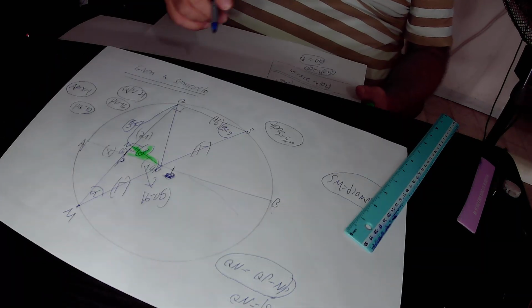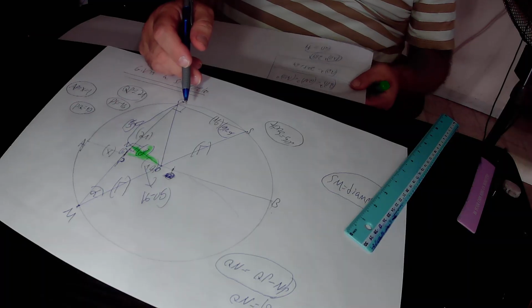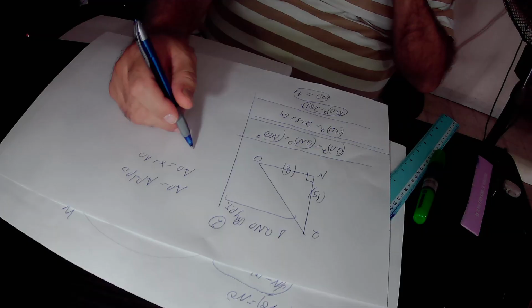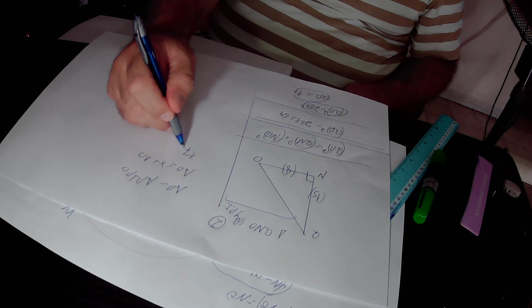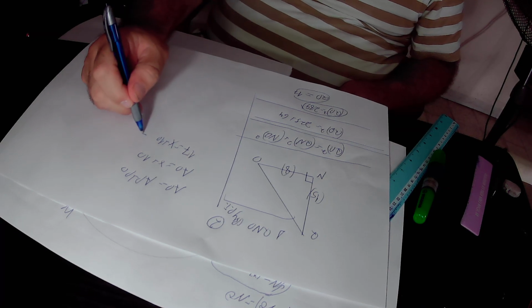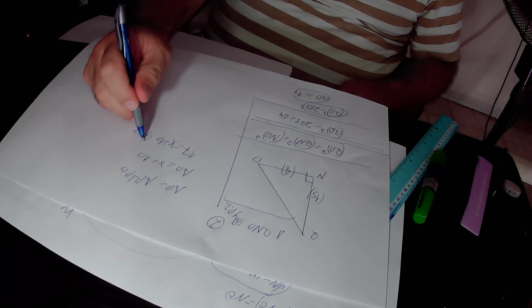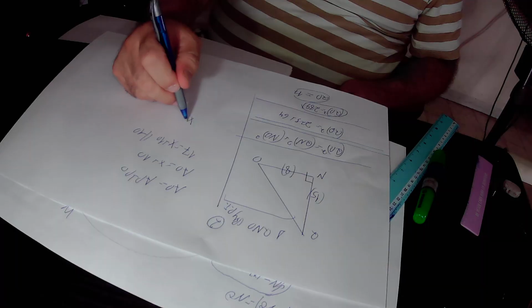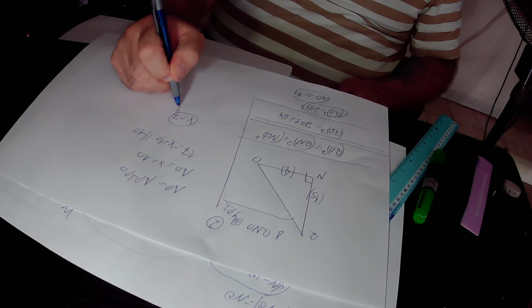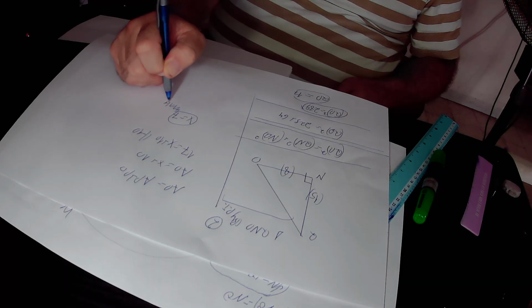But AO is the radius of this circle, that is equal to 17. So we substitute AO by 17, and we get that 17 equals X plus 10. Here we subtract 10 from this equation and finally get that X equals 17 minus 10, that is 7 units.